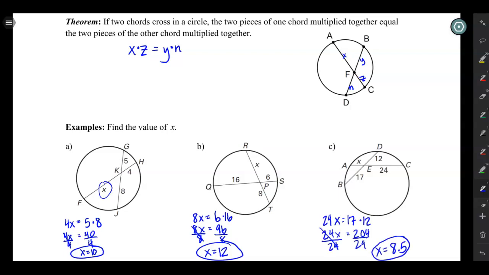All right, the value for x in example C is 8.5. So just a caution as you're using this theorem, make sure that you are matching up the pieces of the same chord together. So like the x and the 24 are the ones that are multiplied together, and the 12 and the 17.